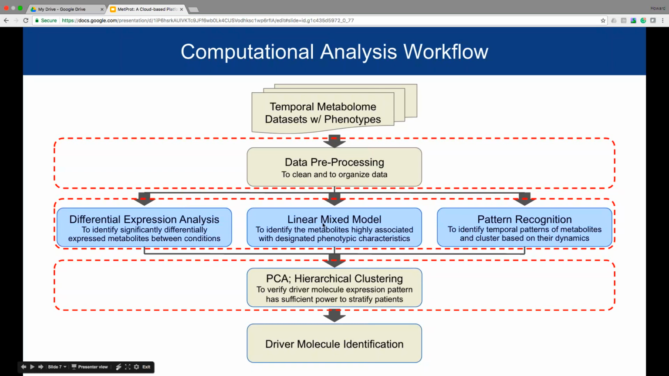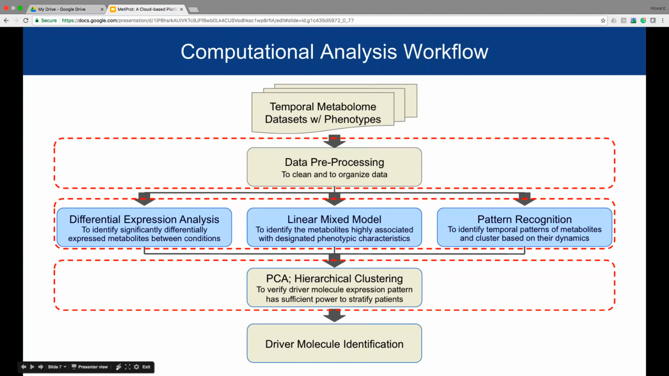The linear mixed model identifies metabolites that are strongly associated with phenotypic characteristics. And the pattern recognition is aimed to identify the temporal pattern of the molecules, and it clusters the molecules based on their dynamics.